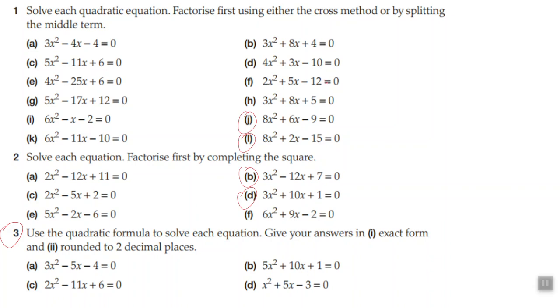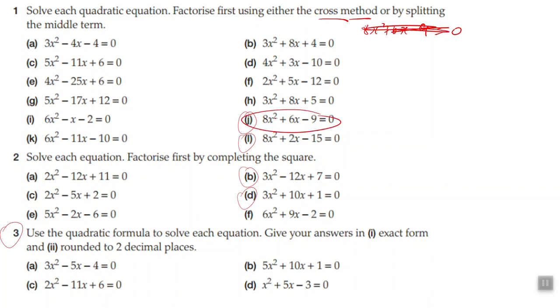This is for Year 10 Methods Pathways. We're going to look at exercise 4.6, questions 1, 2, and 3. For question 1, we're solving these by first using the cross method, okay? So we've got 8x squared plus 6x minus 9 equals 0.